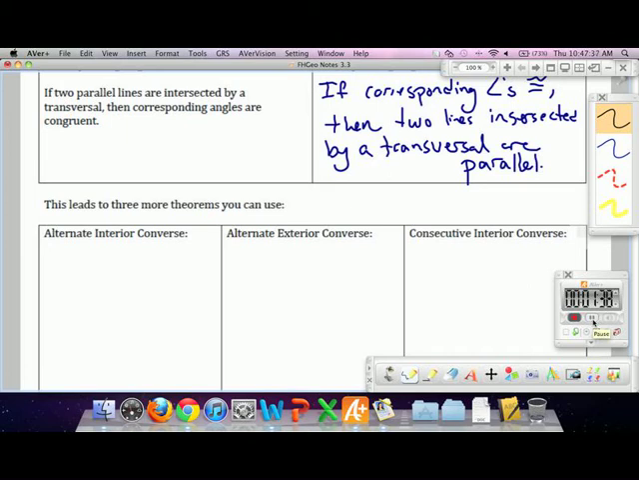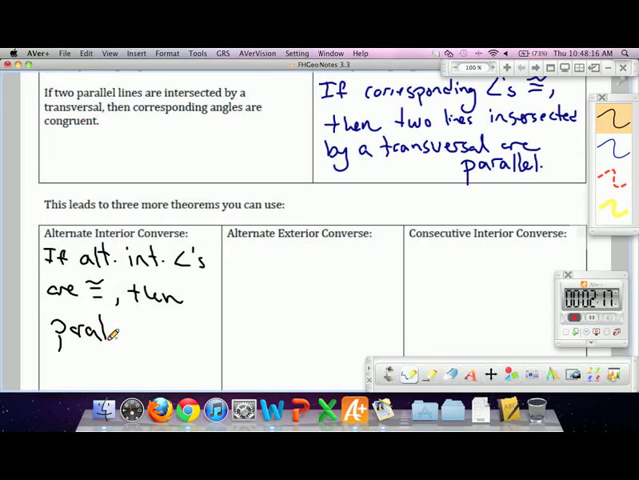And we're going to prove that this one is true together. And if you're curious or just want to practice proofs, you could show that these two are true as well on your own. The alternate interior converse is similar to that. It says that if alternate interior angles are congruent, then we know we have parallel lines.